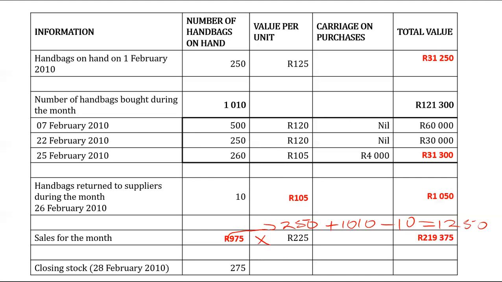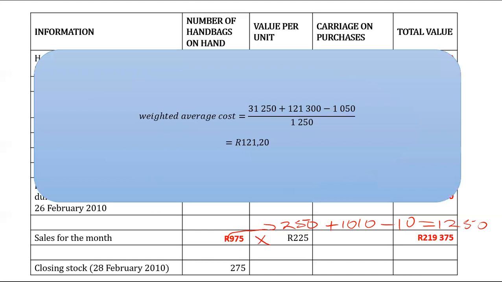Now to calculate the closing stock in the weighted average method, we need the weighted average cost per unit. So you will simply take your opening plus your purchases, minus your returns, and you divide by the number of units available to be sold. I did show you that 1,215 is simply made up of the 250 from the opening number of units plus your purchases, minus your returns, which is 10. So it is simply the same thing. What goes with the opening will be 250. What goes with your purchases will be 1010. What goes with your returns will simply be 10. And that will give us that 1250.